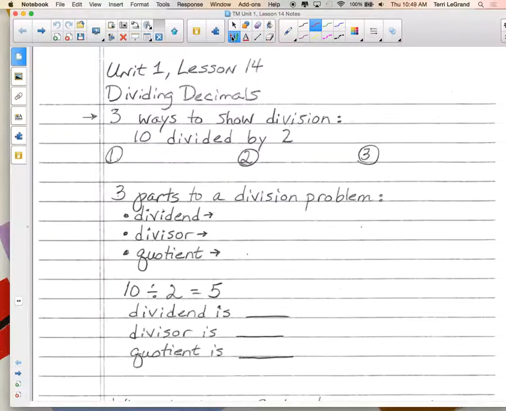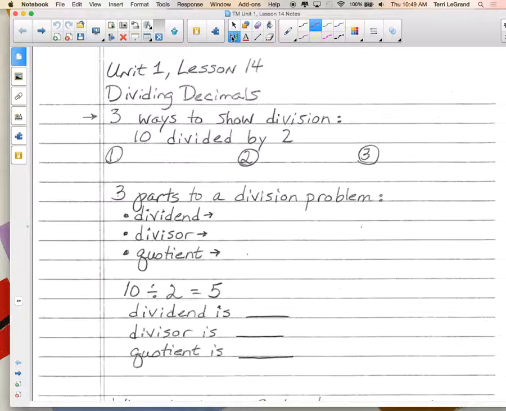Today our learning goal says, I can divide decimals using the traditional method. In other words, not the 100 square grid, not the calculator, but good old what they call long division. Setting up the division problem and working through it.